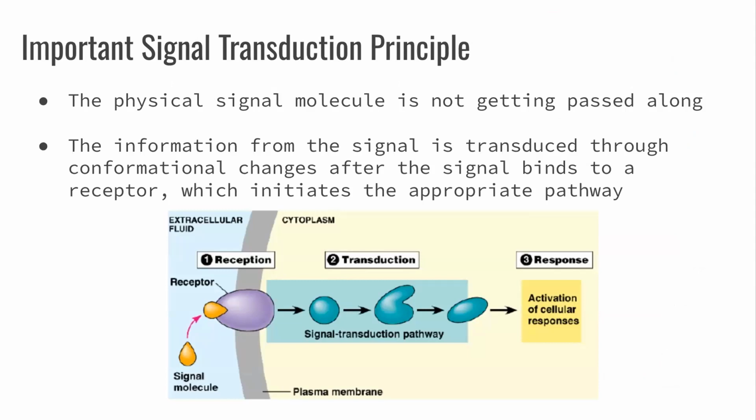Something important to note is that the physical signal itself is not what gets passed along in a cell transduction pathway. It's just the information from the signal that is transduced through conformational changes after the signal binds a receptor. So over here you can see the signal molecule binds the cell surface receptor, which then causes a conformational change that activates different downstream proteins in the signal transduction pathway, which then eventually leads to whatever appropriate response.